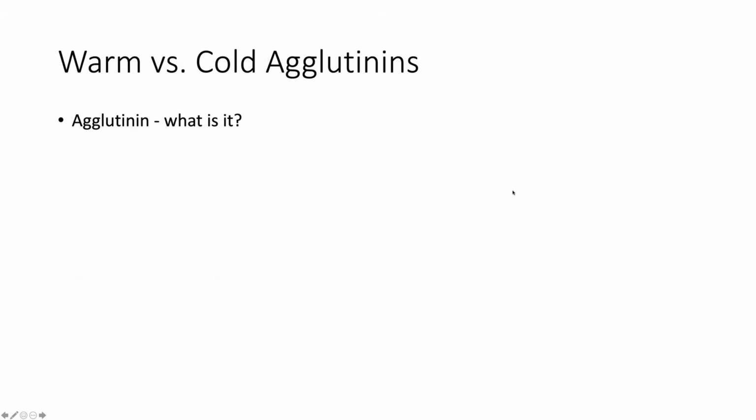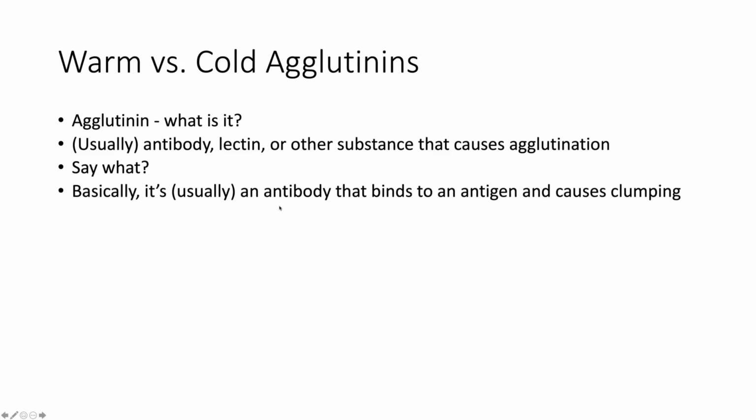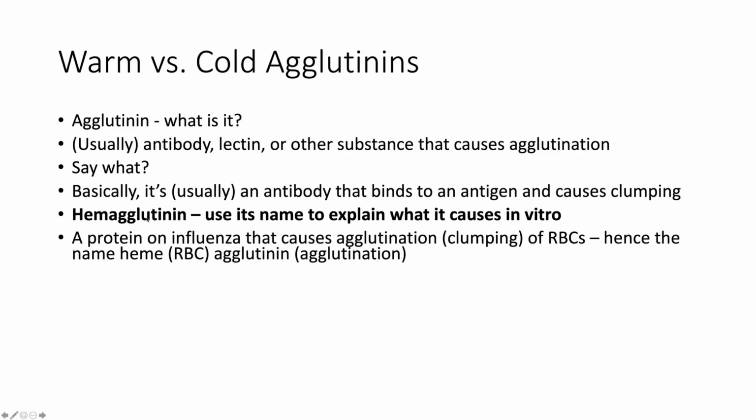So Deb, so what is agglutinin? What does that mean? So it's usually an antibody, but it can be an antibody, a lectin, or other substance that causes agglutination. I know, weird. So basically it's, again, usually an antibody that binds to an antigen and causes clumping. That's it. Because again, what we're trying to explain is what we mean by warm and cold agglutinins. Deb, so what do you think hemagglutinin means? So use its name, heme agglutinin, to explain what it causes in vitro. It's a substance that causes agglutination of the blood. Exactly. Yeah. So hemagglutinin is something that causes agglutination in the blood.